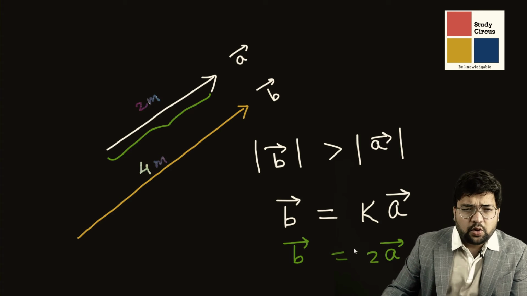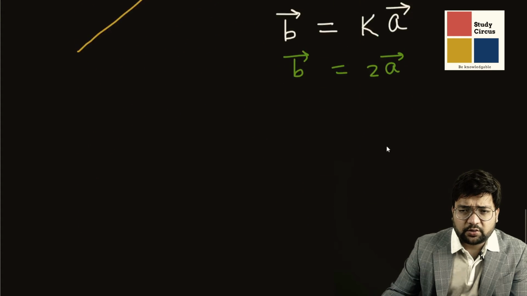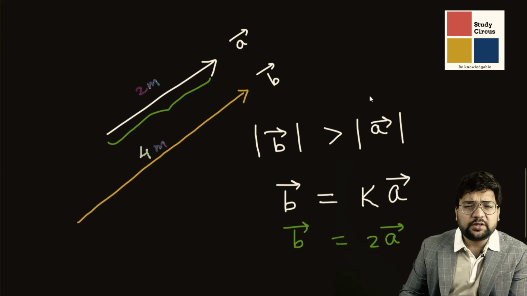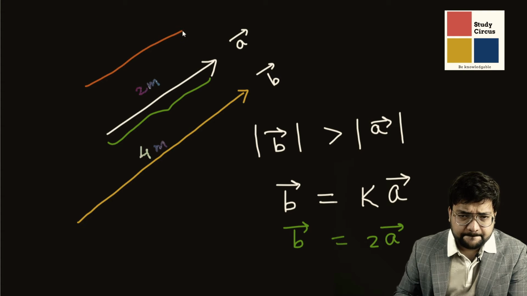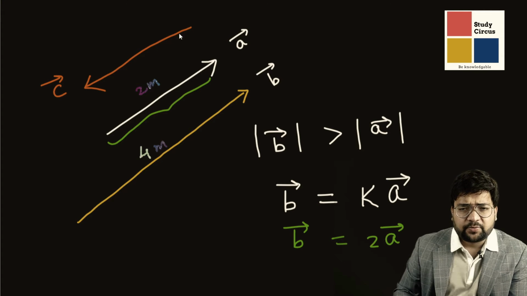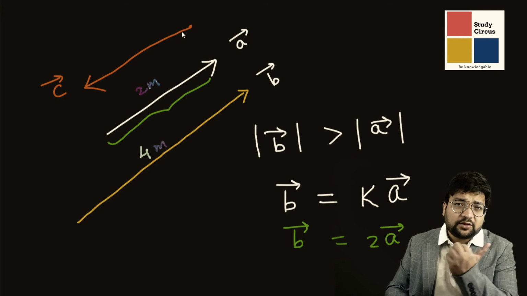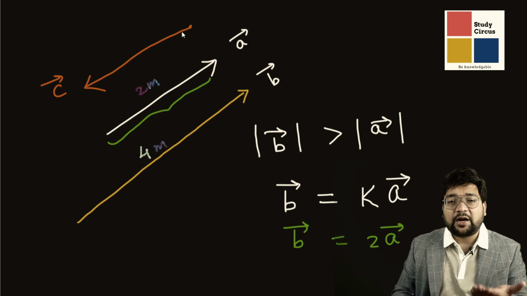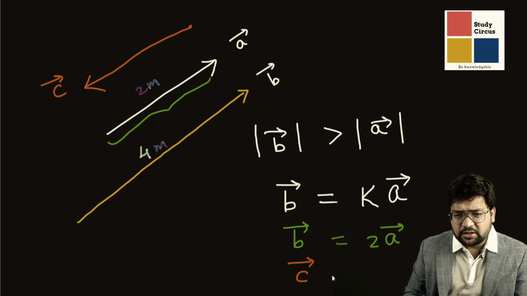Now also about vectors we can say more. Take another vector here, exactly equal in length to a, but in the opposite direction. Let's say this vector's name is c. The tail length of vector c is the same as vector a. It is parallel to vector a, but in the opposite direction. So this time k becomes -1, and vector c is nothing but -1 times, or minus, vector a.